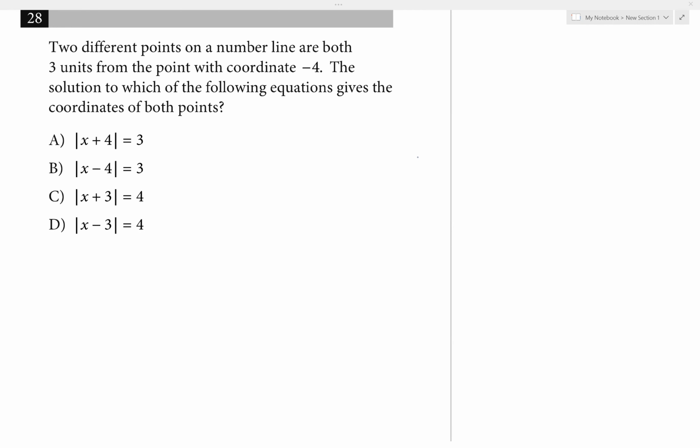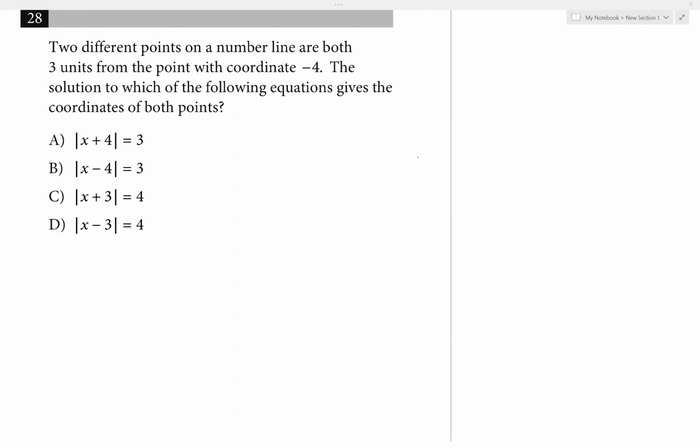All right, number 28. Two different points on the number line are both 3 units from the point with coordinate -4. The solution to which of the following equations gives a coordinate of both points?